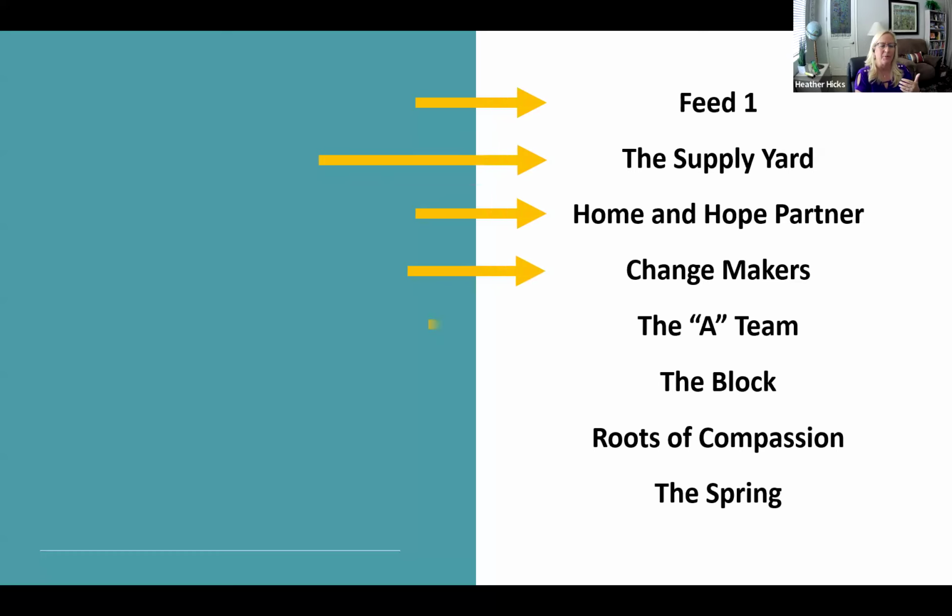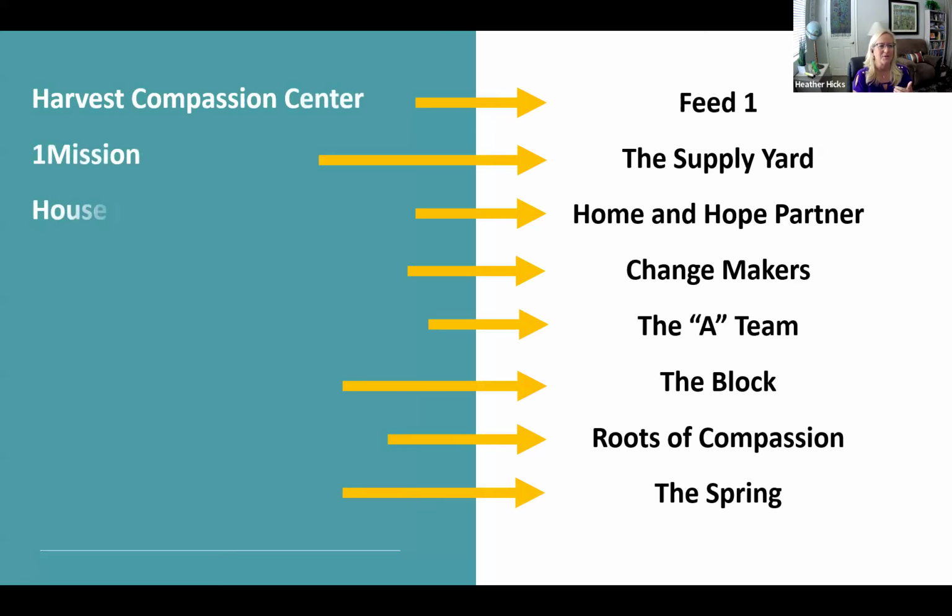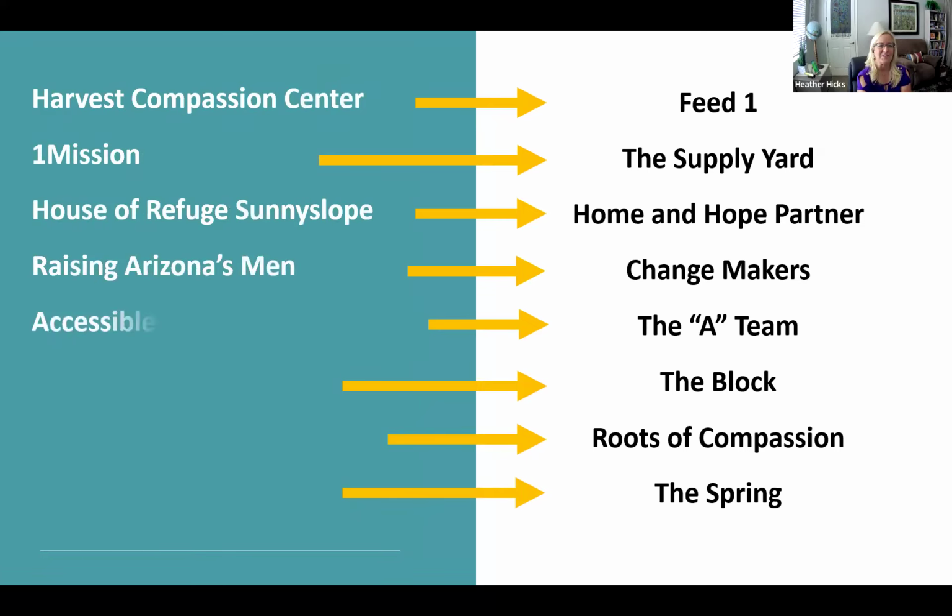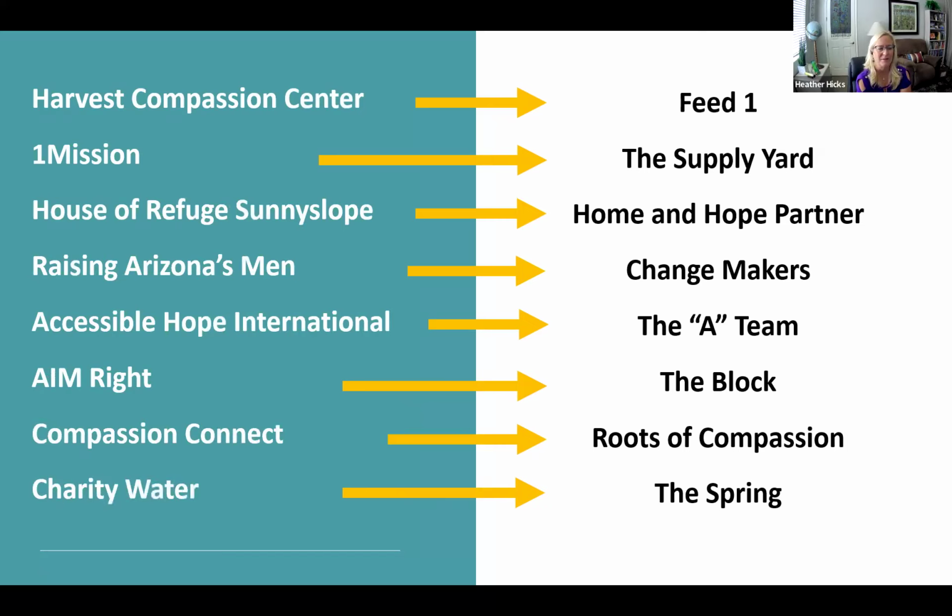Now, here's some examples. Oh, goodness. I made a change yesterday and they went backwards. So, Harvest Compassion Center. What's their name? Feed One. They provide food and other things to give. Feed One family. One Mission. What is theirs called? The Supply Yard. What does One Mission do? They build houses. So their monthly donor group is the Supply Yard.